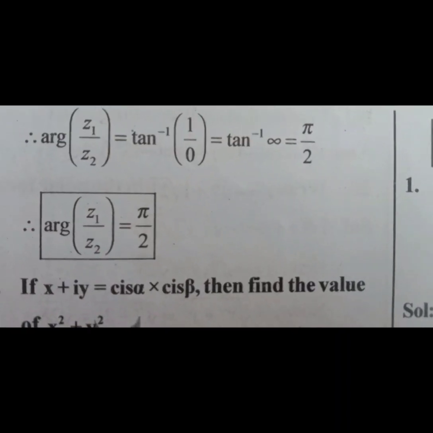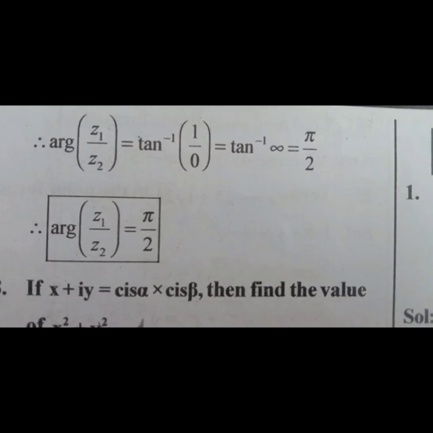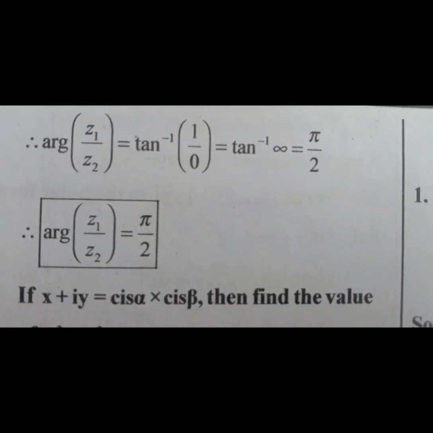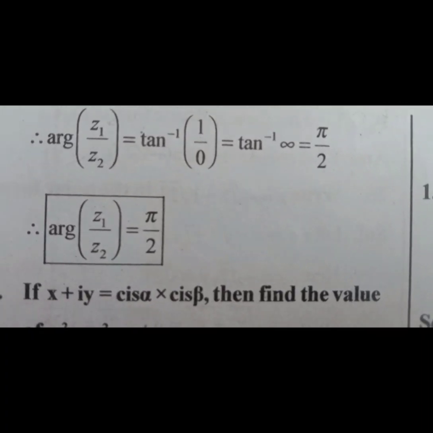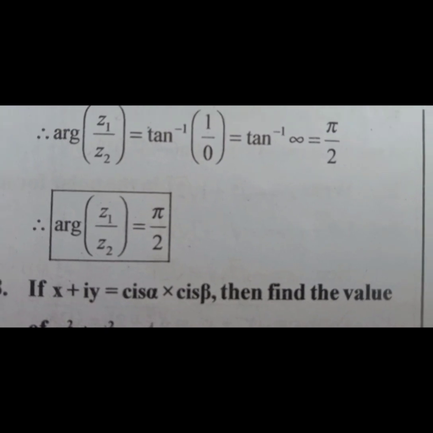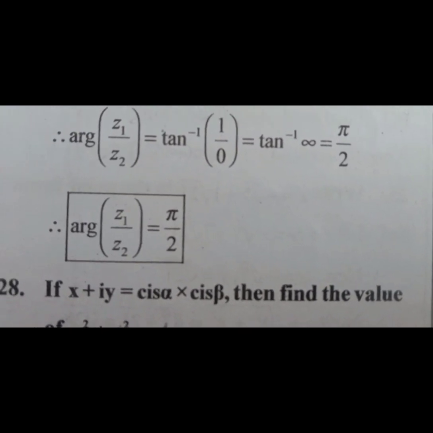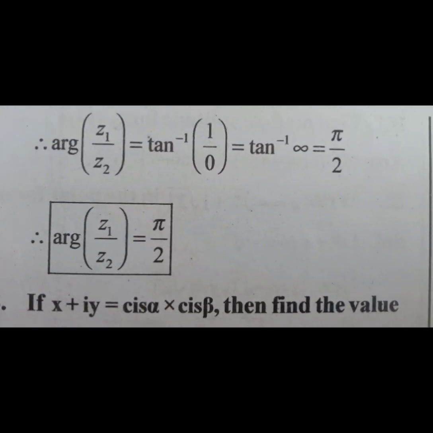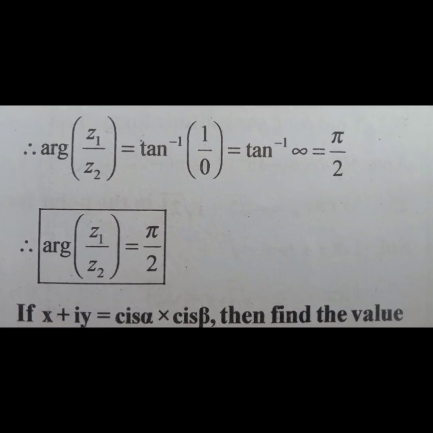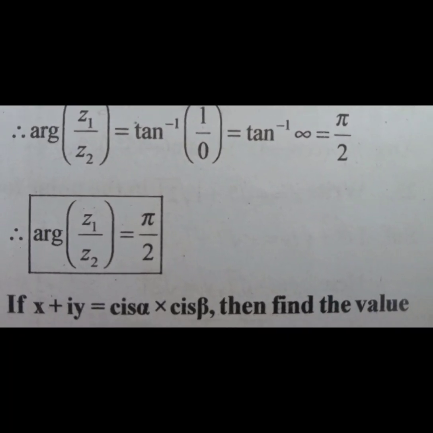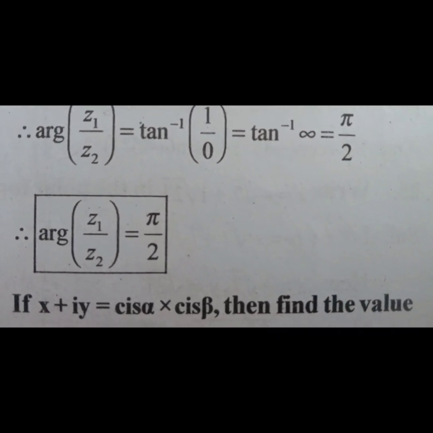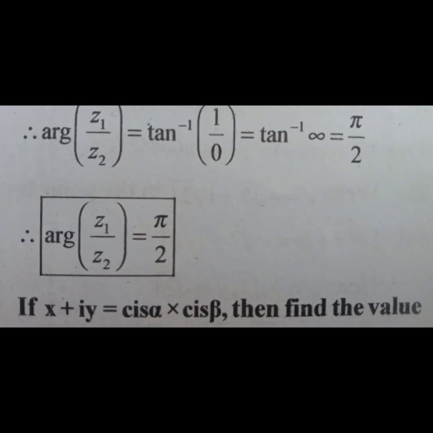Then write the values for the argument of z1 by z2. Here the imaginary part is 1 and the real part is 0, so we write tan inverse of 1 by 0, which is tan inverse infinity. Infinity gives 90 degrees, so we write it as pi by 2.